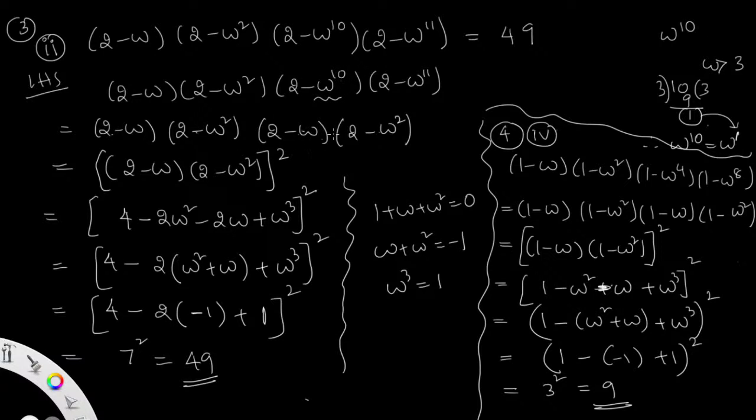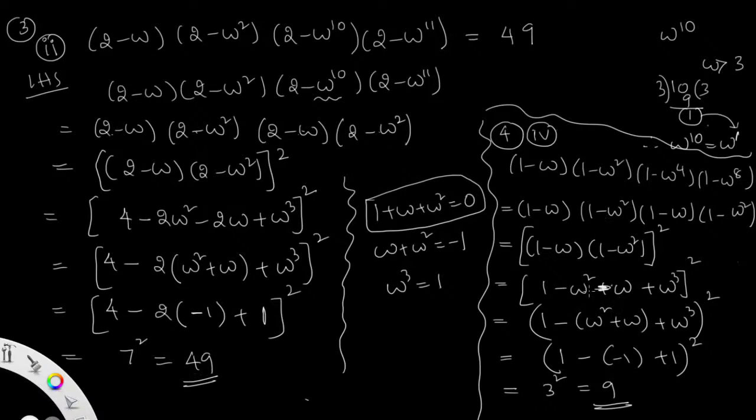Omega power 10 is omega, omega power 11 is omega square. Similarly, omega power 4 is omega, omega power 8 is omega square. So both terms are square terms: 2 minus omega 2 times, 2 minus omega square 2 times, whole square. Just general multiplication, and minus 2 is common here, omega plus omega square. From this basic rule, the sum of the cube roots of unity is equal to 0.